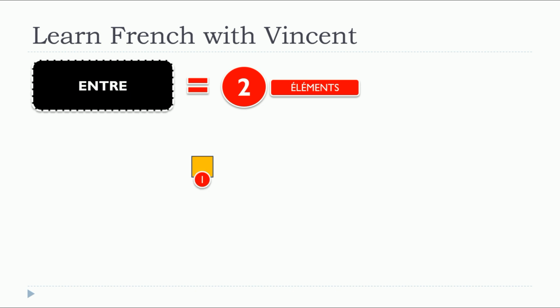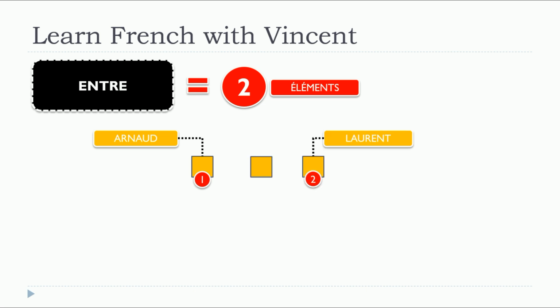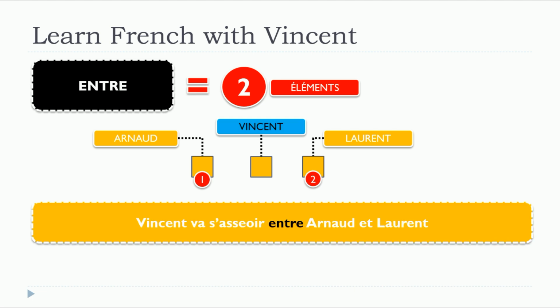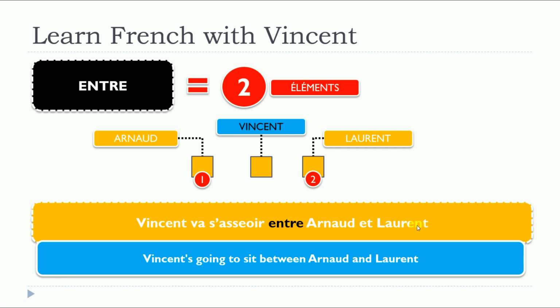Second possibility, il y a Arnaud, il y a Laurent et il y a Vincent. C'est moi. Vincent va s'asseoir entre Arnaud et Laurent.